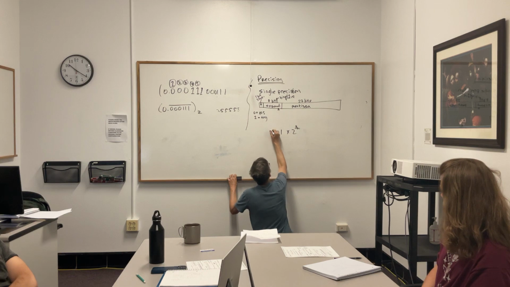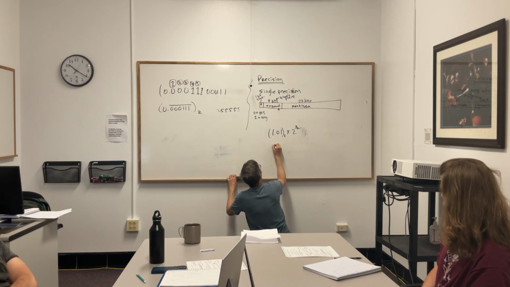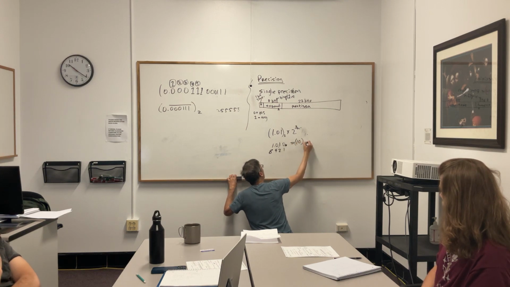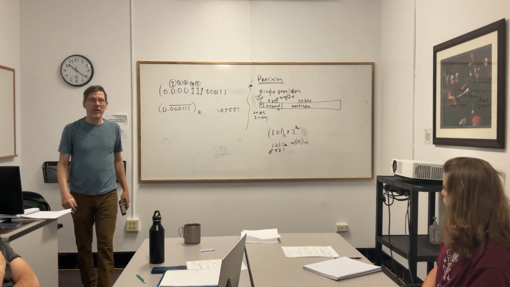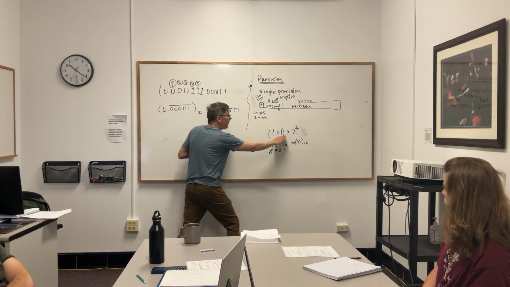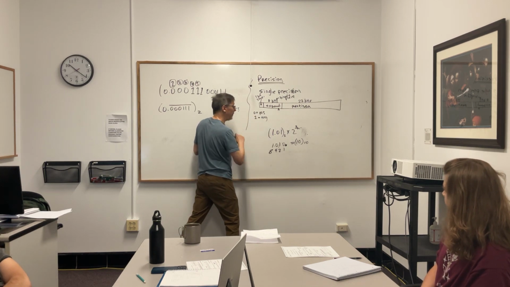So this is base 2. This is equal to 1.01, but then I shift 3 places: 1, 2, 3. So it's actually this number right here, which is 10 in base 10. So what we're going to do then is take this number, write it like this, and then use that for this encoding. So this is on the path to IEEE 754.